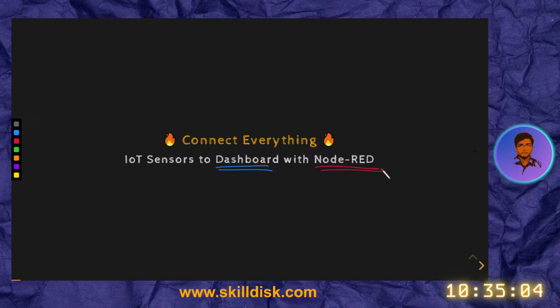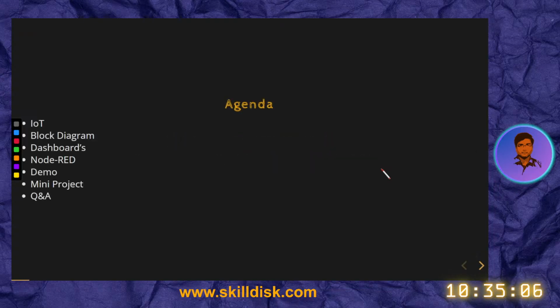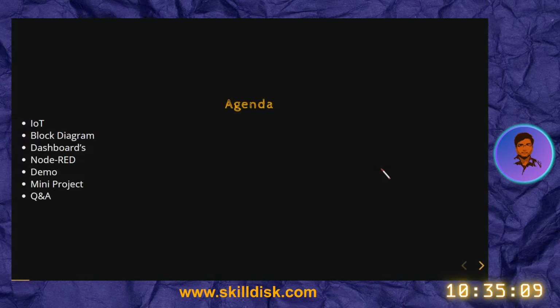Okay, so before starting with the session, today's agenda points are a brief introduction about IoT, then the block diagram. We are not going to spend much time on that. Okay, we'll be going through the brief introduction on that. Then we'll be going through what is dashboard and actually what is Node-RED in this IoT platform, then demo and mini project. Finally, our QA session. So with all this, we'll start with the session.